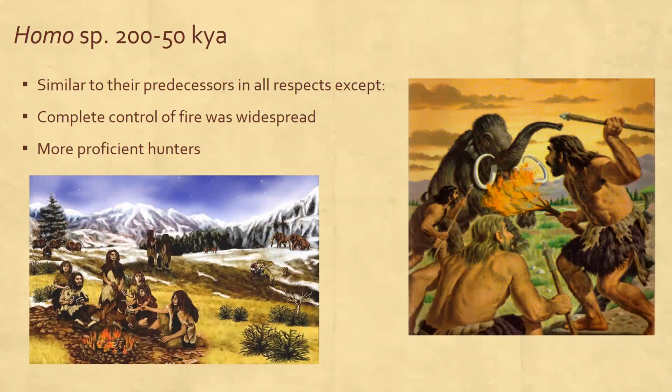So Homo sapiens between 200 and 50,000 years ago begin to see some changes. While we're very similar to our predecessors in all respects, except for the complete control use of fire is totally widespread across the species, we're much more proficient hunters. We make a much wider variety of stone tools, and we begin to use artistic expression as a species. We start to see the use of ochre. We begin to see the use of engravings or etchings. And this begins shortly after 100,000 years ago in southern Africa.